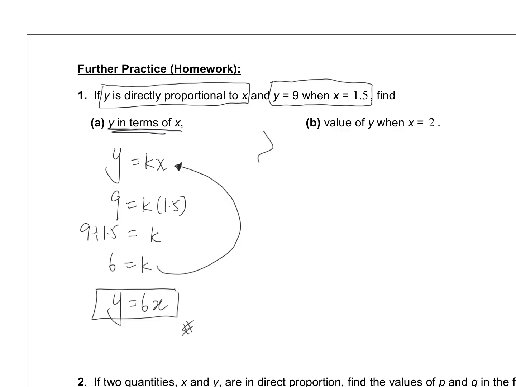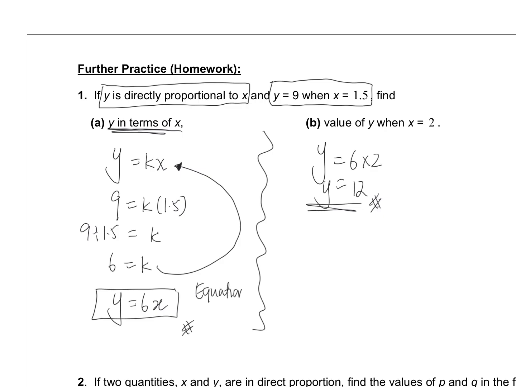Okay, now, using this equation, can you solve for y? Zheng Yue, how do I solve for y for part B? I already found the equation. Okay, y equals to 6 times 2, so it's 12. Okay, so remember, once you get the equation, you can find any other unknown.